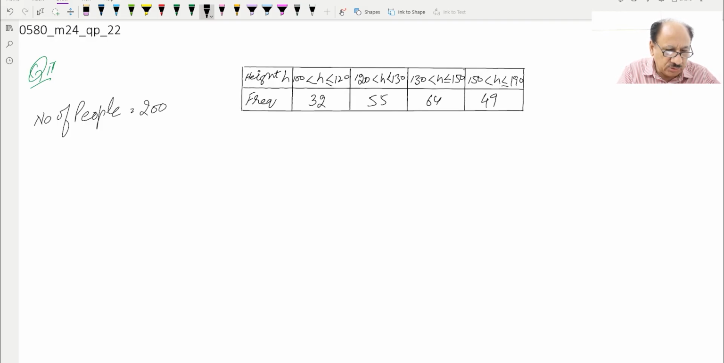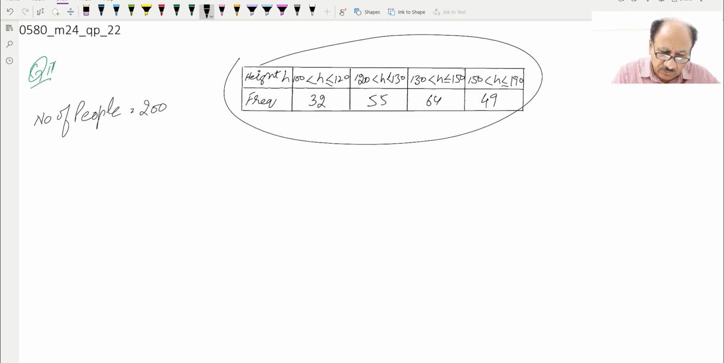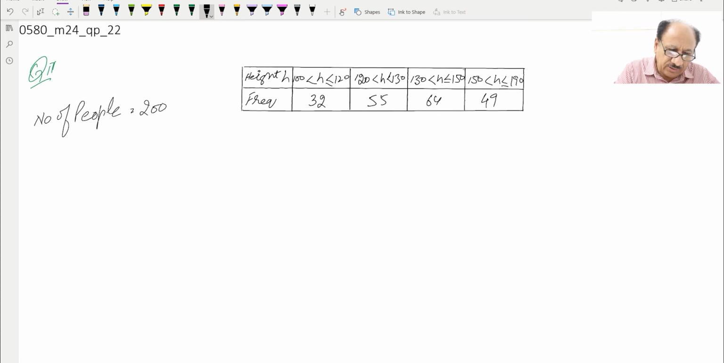The table shows the results. So these are the results of 200 people. Their heights are given, height and frequency. So this is height and this one is frequency: 32, 55, 64 and 49. So what we have to do, our task, is to calculate the estimate of the mean.